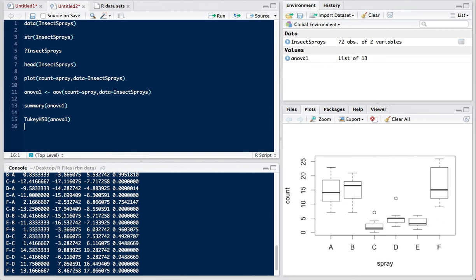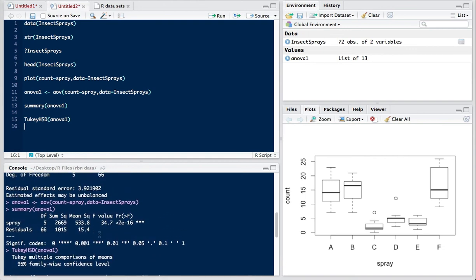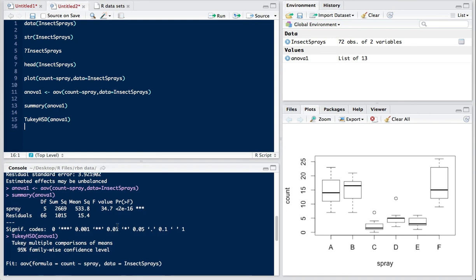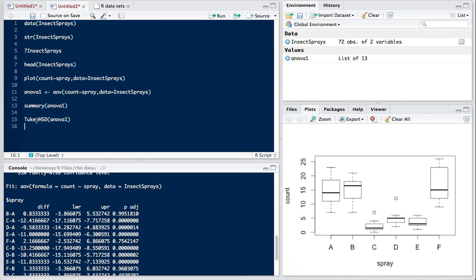So our analysis of variance allowed us to see that there were significant differences. That's what this analysis here told us. There are significant differences among the different sprays, but it doesn't tell us where those significant differences are. To find that, we need to do pairwise contrasts, and we're going to do that by calling the Tukey HSD function, and that allows us to do pairwise comparisons.